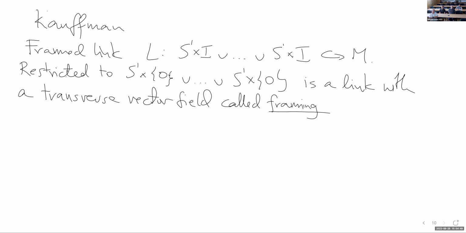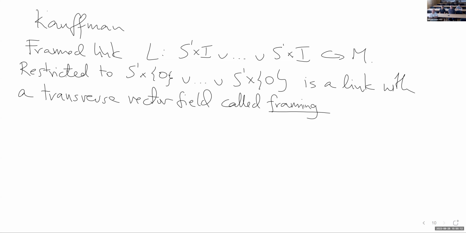So the point of this is that one should not be afraid of framed links. Basically, they are links with some transverse vector field. Transverse vector fields on a knot are classified by just an integer. The transversal direction must be oriented.